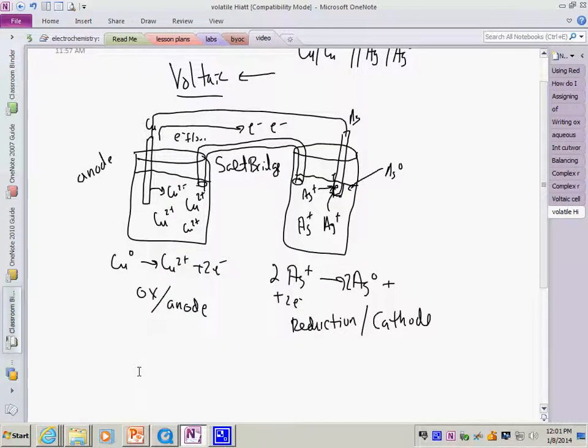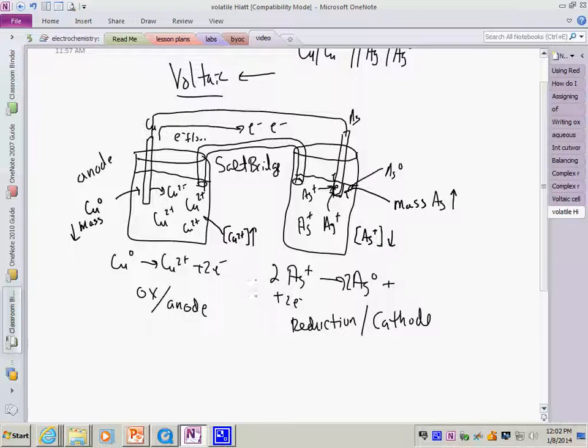About this thing here, you should note a few things: over the course of this reaction, the concentration of the copper 2 plus should be increasing. The concentration of the silver ions is going to be going down. Conversely, the mass of the silver post should be going up, whereas the mass of the copper post should be going down. Electrons will flow in this direction.